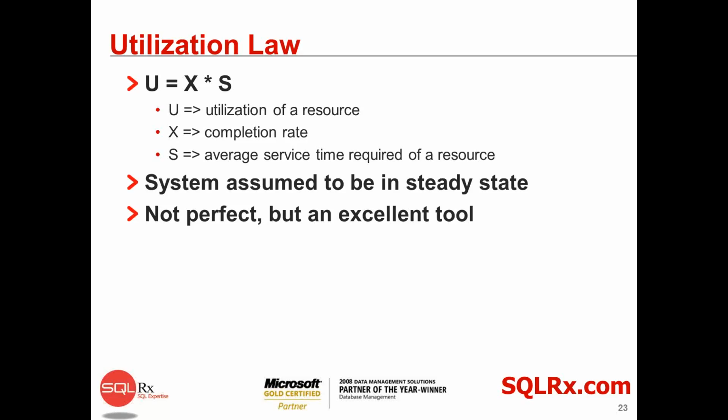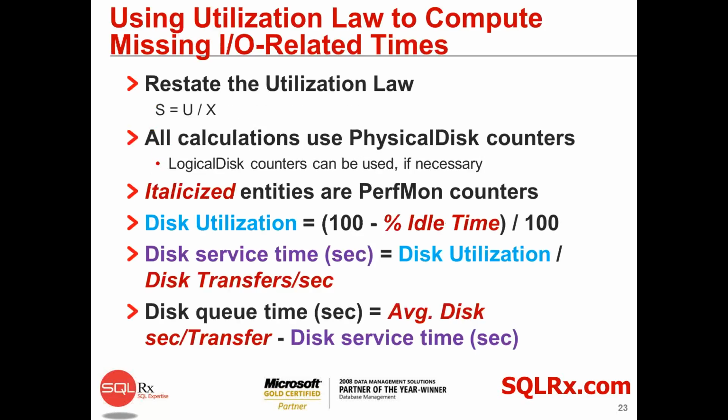It's not a perfect tool, but it's quite often very good, and certainly for our purposes, it's close enough. So first we restate the utilization law, where we compute the service time as the utilization divided by the throughput. You can use either physical or logical disk for this. What I tried to do here is make it very easy for you to use. The italicized entries are PerfMon counters, and the blue entries are the calculated numbers.